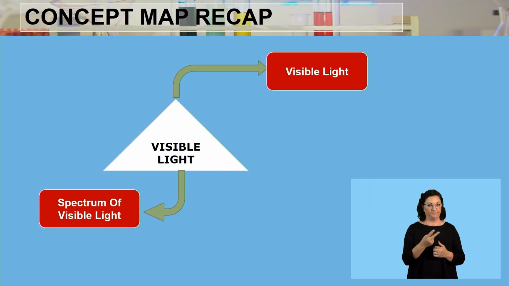Welcome back, learners. So now to recap our lesson. Remember our main idea: we looked at visible light, and then we looked at the spectrum of visible light, whereby we talked about the 7 colors that make up the white light that we are seeing coming from the source, being the sun.